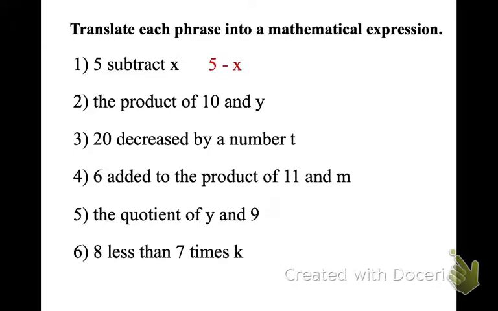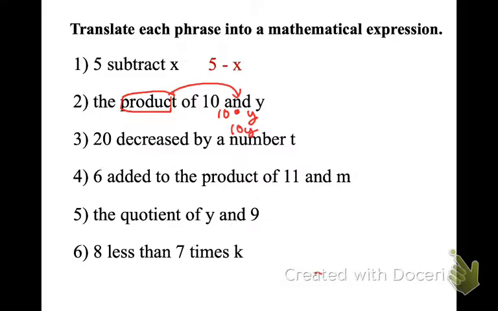Now, we see product. I want you to write these notes. We see product. Where do I send it to? The closest to and. And what operation does product imply? Multiplication. So I've got a multiplication sign. I have a 10 and I have a y. How do we write that 10 times y? 10y is the best way to write that.